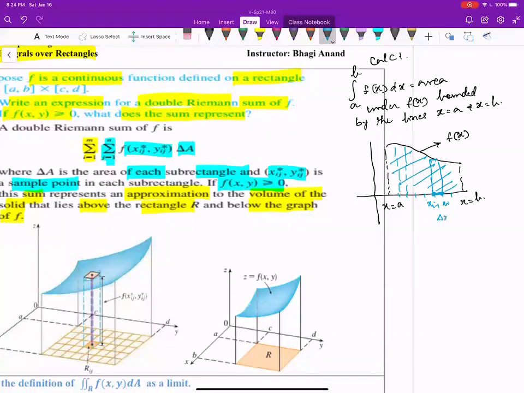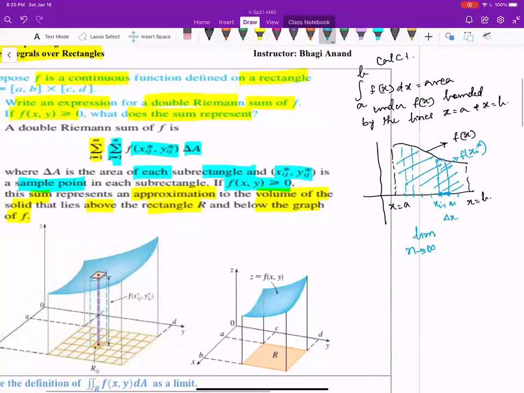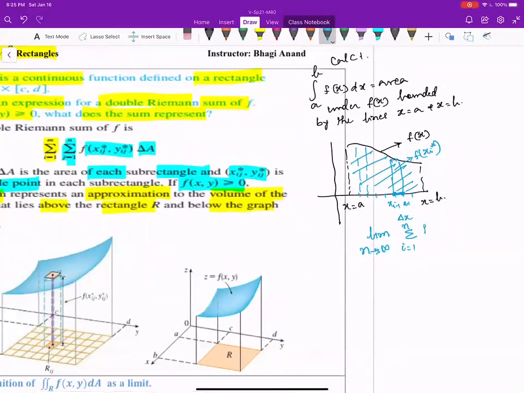The width of this rectangle is going to be delta x. The height is going to be the height at a sample point, so f at xi star, where xi star is a sample point in that interval. So we find the area, delta x times height, and then we make a Riemann sum out of it. Then the limit as n approaches infinity of the sum over i from 1 to n, we do this for every rectangle, f of xi star delta x. So these are all areas of the rectangles.